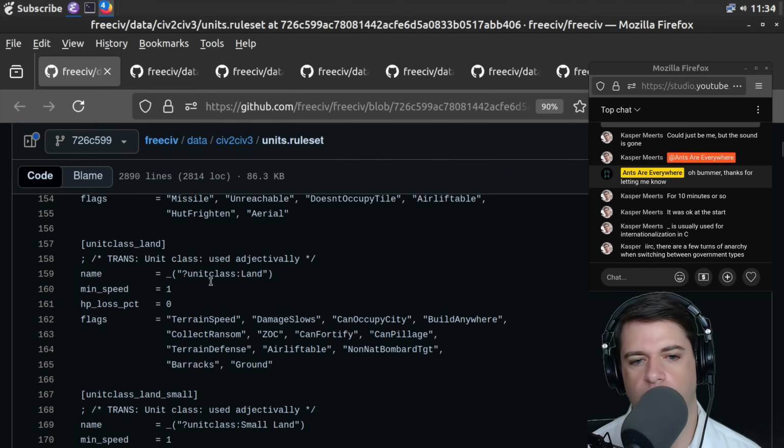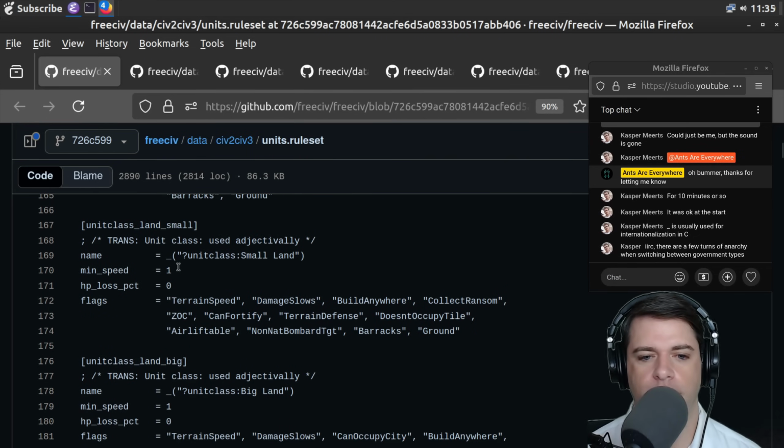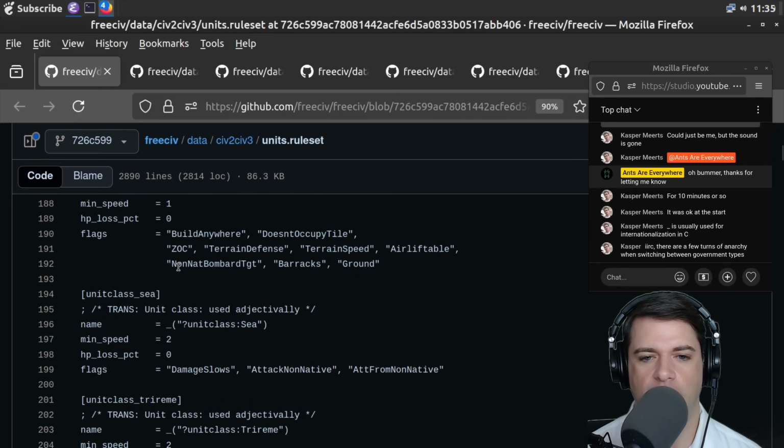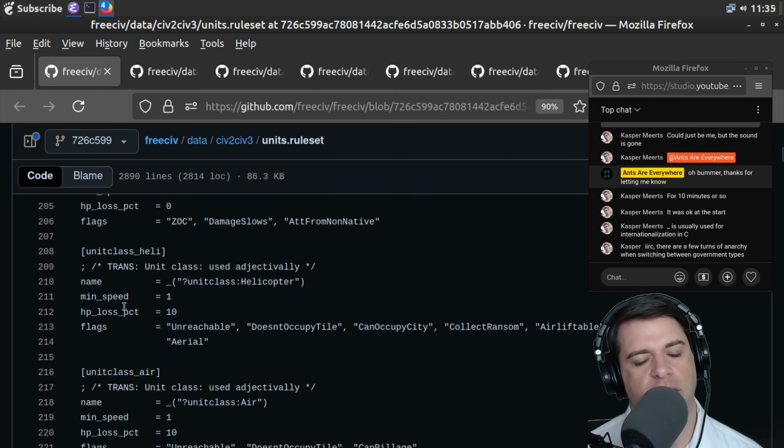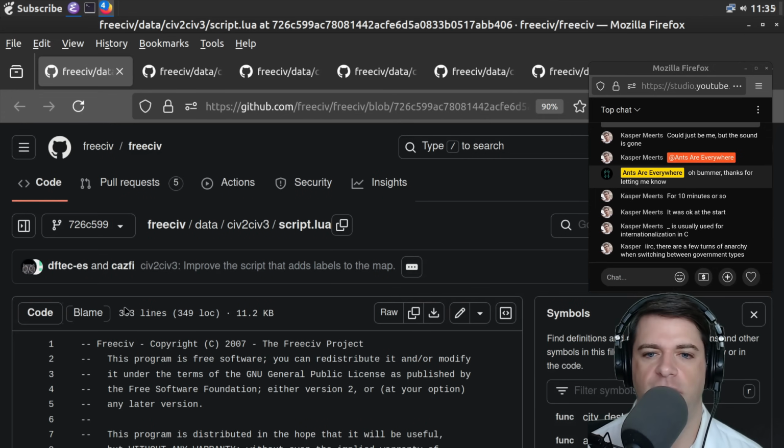This is going to be like different military units, like caravan units, stuff like that. Boats, things like speed, the name, HP loss percentage. I guess what happens if you get hit or in battle and stuff like that.